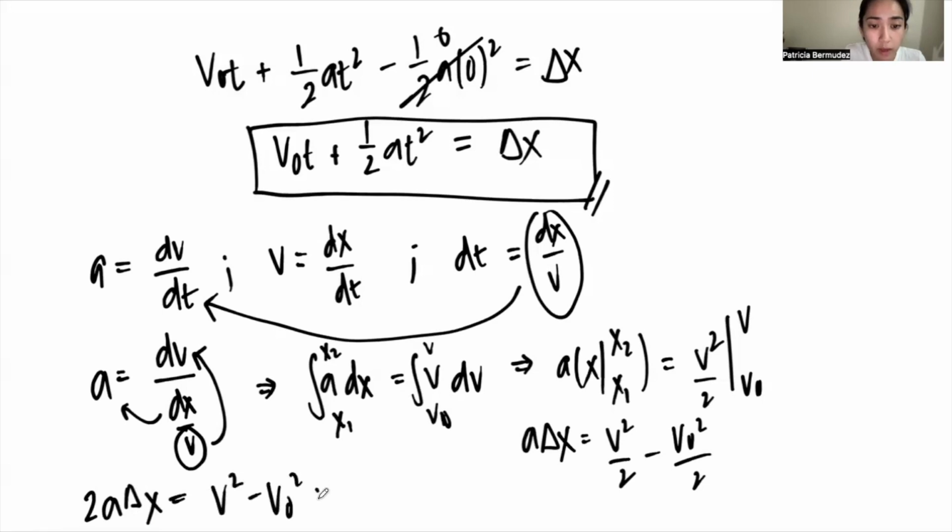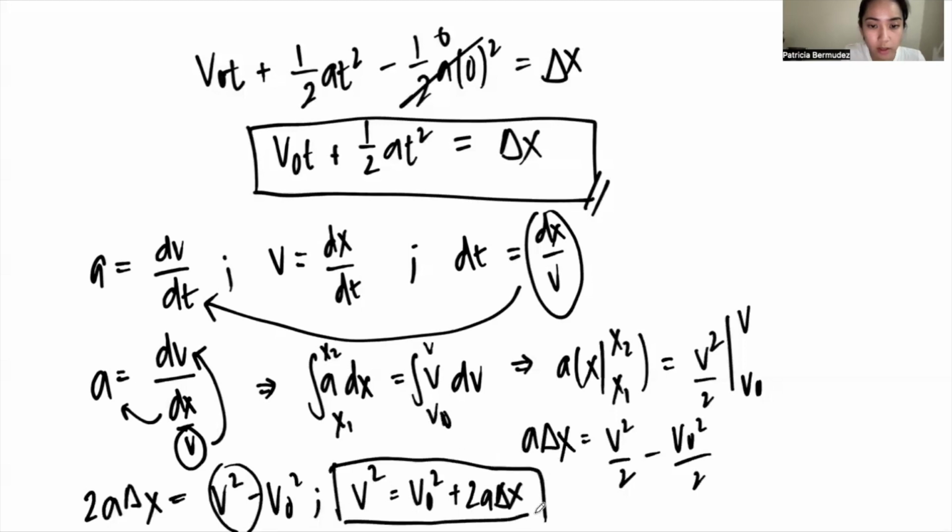And if we want to make v the subject of the equation, we will get v squared, and that is equal to v naught squared plus 2a delta x. And that is our final equation in this list. So now we have derived the four equations, and that is how you simply can remember it without having to memorize them all.